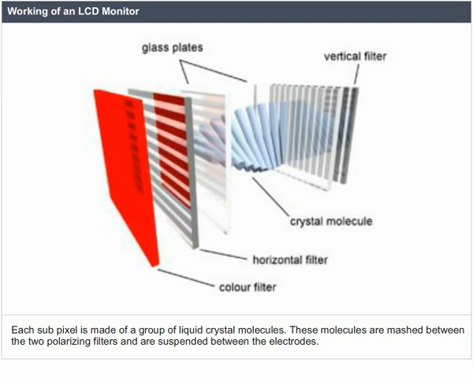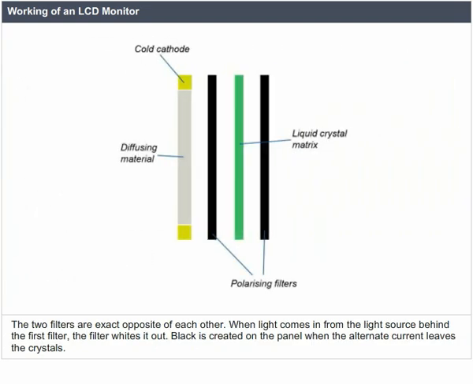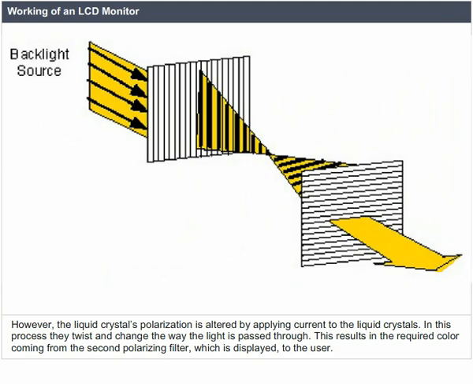The 2 filters are exact opposite of each other. When light comes in from the light source behind the first filter, the filter polarizes it. Black is created on the panel when the alternate current leaves the crystals. However, the liquid crystal's polarization is altered by applying current to the liquid crystals. In this process, they twist and change the way the light is passed through. This results in the required color coming from the second polarizing filter, which is displayed to the user.